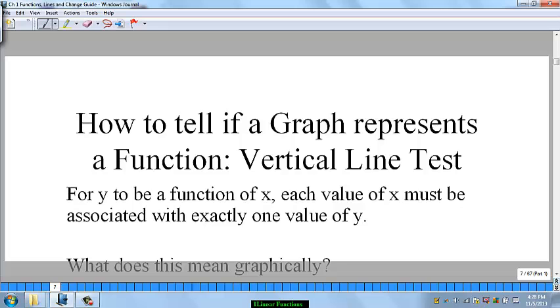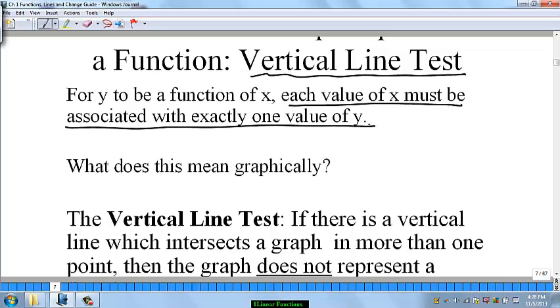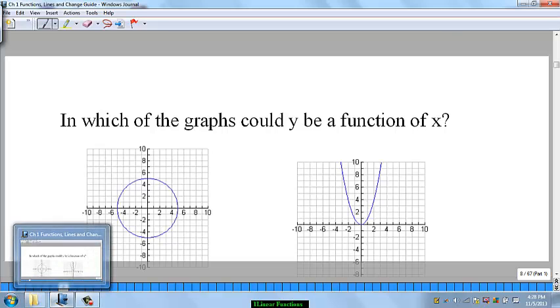Now, how do I tell if a function is a function? And we math people are lazy. We like to come up with tests, and we figured out that there's this test that for y to be a function of x, each value of x must be associated with exactly one value of y. That's what the definition of a function is. So they came up with a vertical line test. So if I draw a vertical line going up and down, if I cross more than one spot, then I realize that my input has two different outputs and you cannot have that. So it's a cool test to do, and you can check very quickly to see if it's a function or not.